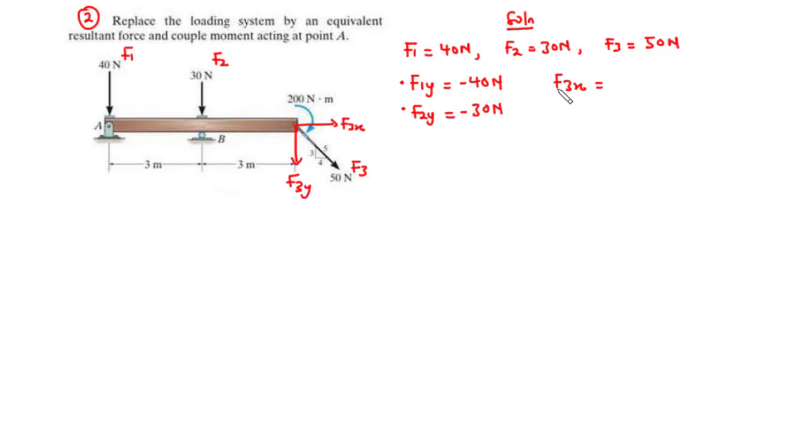So for F3x, now F3x corresponds to 4. And so that's going to be 4 divided by 5 times 50. 5 goes here once, 5 goes here 10 times. So that is equal to 40 newtons. And then for F3y, F3y corresponds to 3. So that becomes 3 over 5 times 50. And that is equal to 30 newtons.